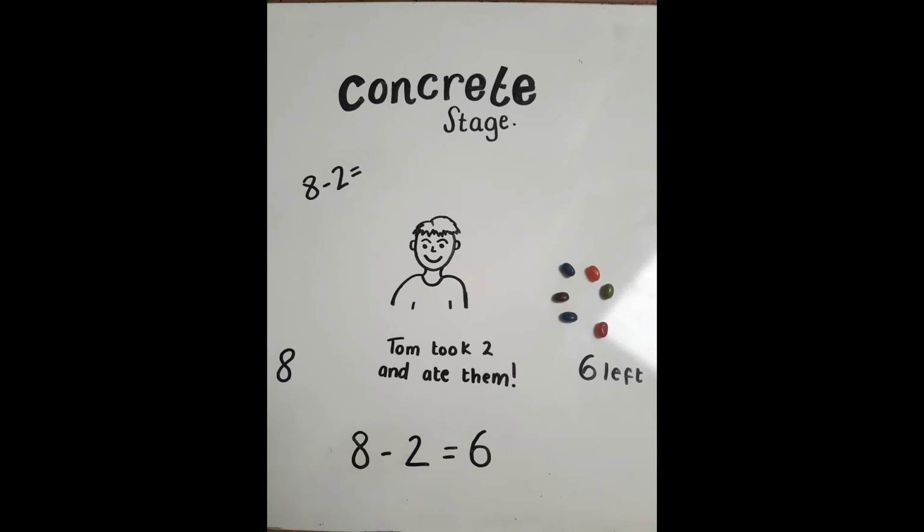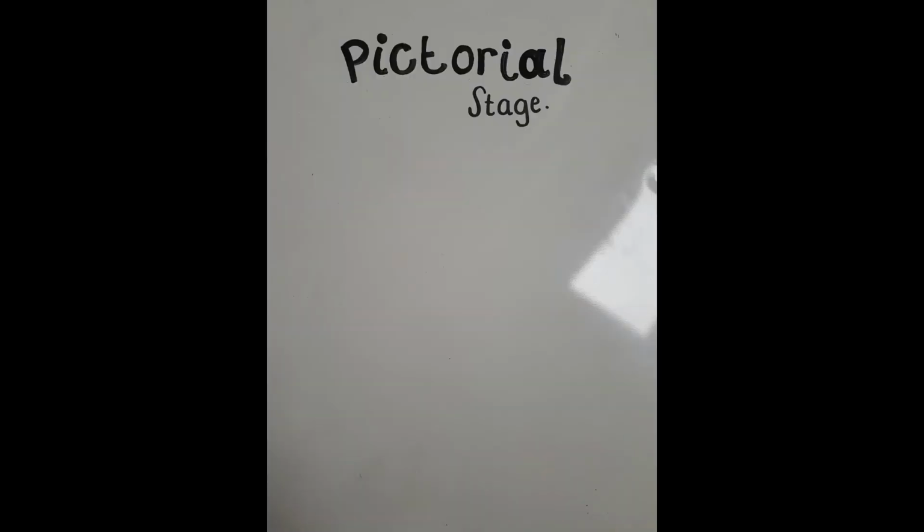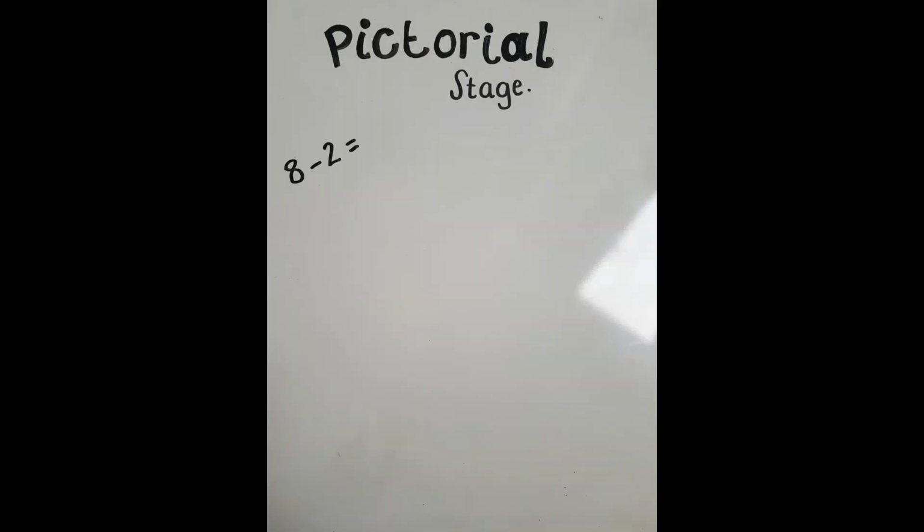Then we get to the pictorial stage. This stage is representing the real life objects by drawing them or making diagrams that represent the objects. We may also use our fingers, although remember that this gets difficult when the sum includes numbers larger than 10.